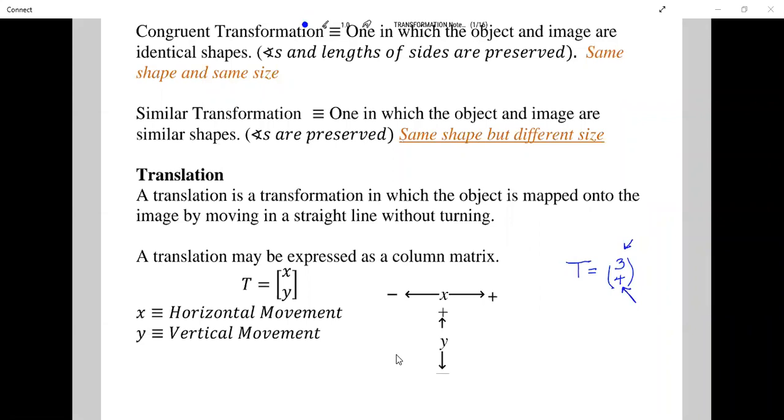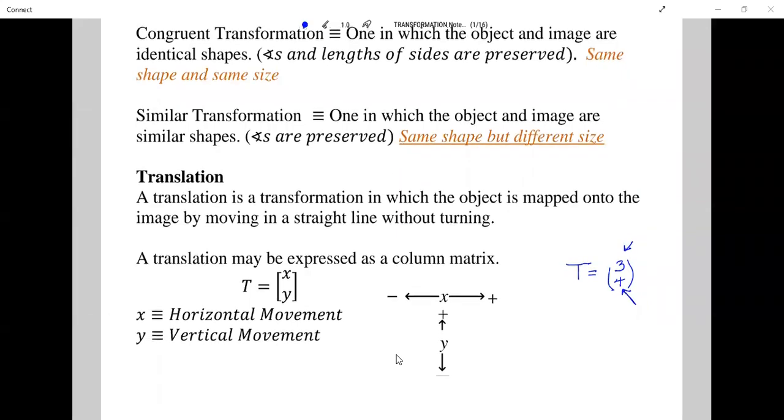So a translation (3, 4) is telling me I need to move this entire shape 3 units to the right and 4 units up. If the top number is positive, it means you're going to the right. If the top number is negative, it means you're going to the left. If the bottom value is positive, it means you're going up. If the bottom value is negative, it means you're going down. So a translation (3, 4) means I must move the shape 3 units to the right and 4 units up.